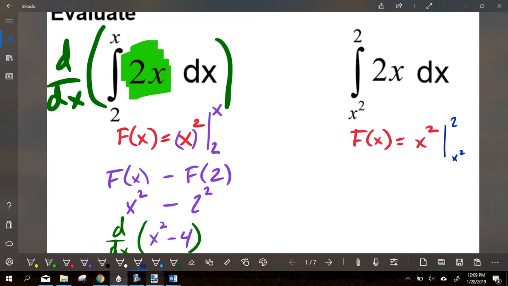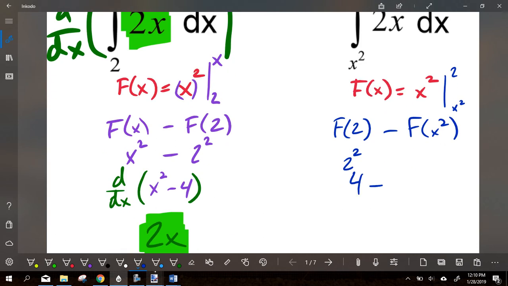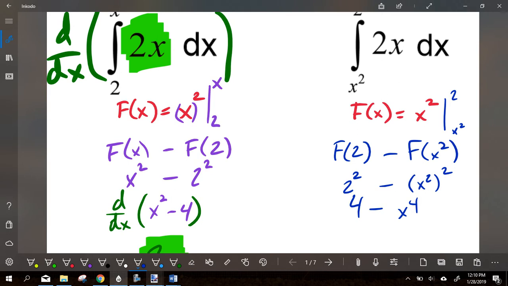So we're going to find capital F of 2 minus capital F of x squared. Capital F of 2 is still 2 squared. That gets you 4. F of x squared, so now we're plugging that in here. Sorry, let me try that again. X squared squared, and I'm subtracting that. So I'm going to subtract x to the 4th. That is what this definite integral is. From x squared to 2 of 2x dx, it's 4 minus x to the 4th.